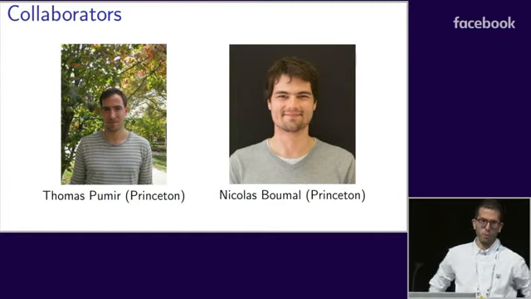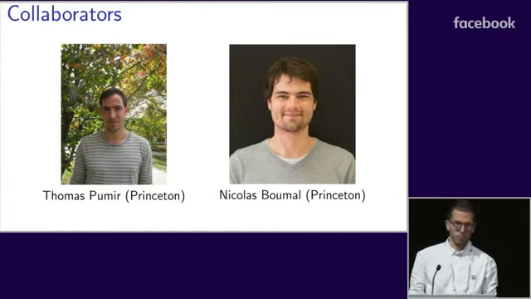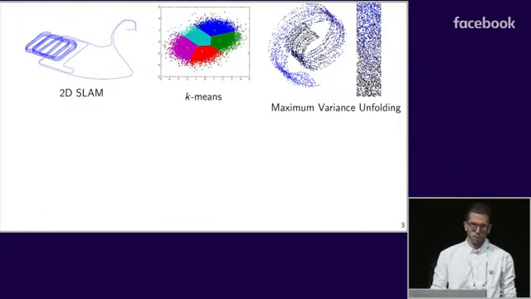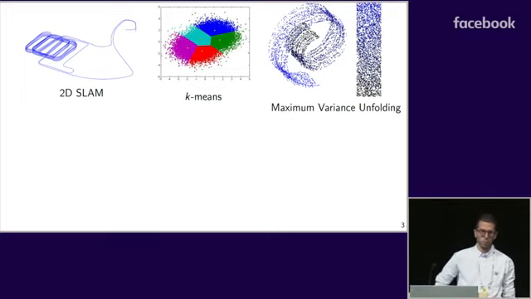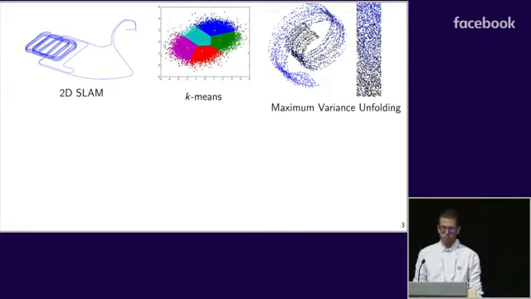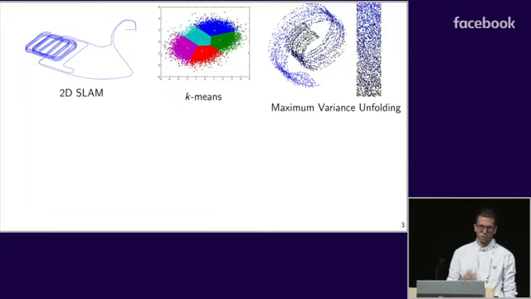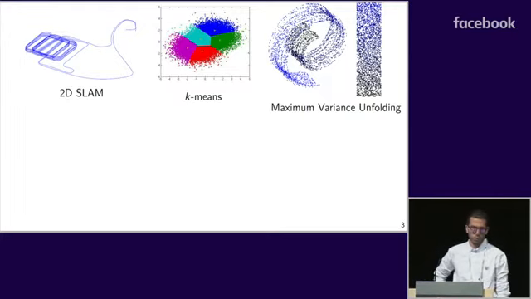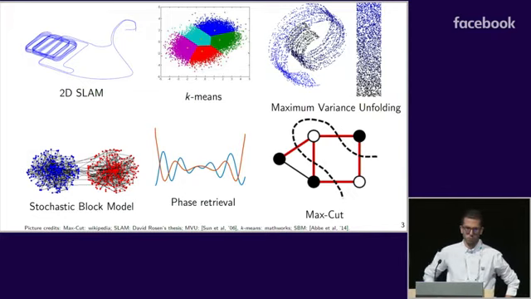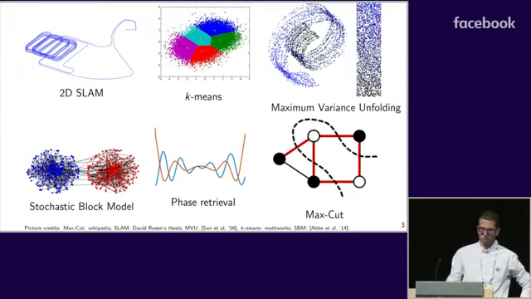And today, the main topic of my talk is going to be about a class of optimization problems called semi-definite programs. People have been interested in this class of problems for many years now, trying to develop the theory and design algorithms, because you can find semi-definite programs everywhere. For instance, in robotics, in the simultaneous localization and mapping problem, or in machine learning, in the case of k-means and maximum variance unfolding, but also in other classic problems, such as the community detection problem in the stochastic block model, or when you want to solve the phase retrieval problem in molecular imaging, or when you want to find the maximum cut in a graph.